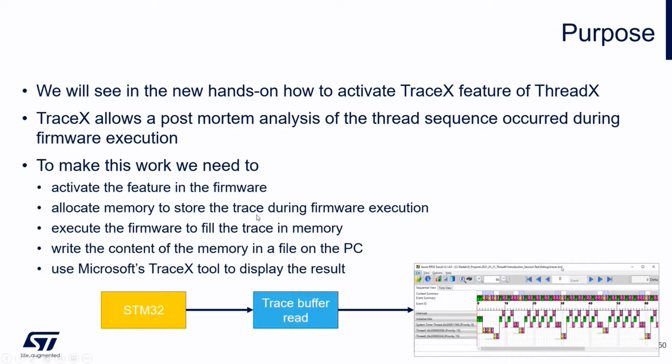So here you have the steps needed to make TraceX work. You need to activate the feature in firmware. We will allocate the memory. It will be your SRAM memory. We then need to execute the firmware to fill in the trace in the memory. And then basically we save the content into a file with a specific extension we are gonna see. And we will use the TraceX application on your PC to display the results. Now we are gonna see all of this in practice.